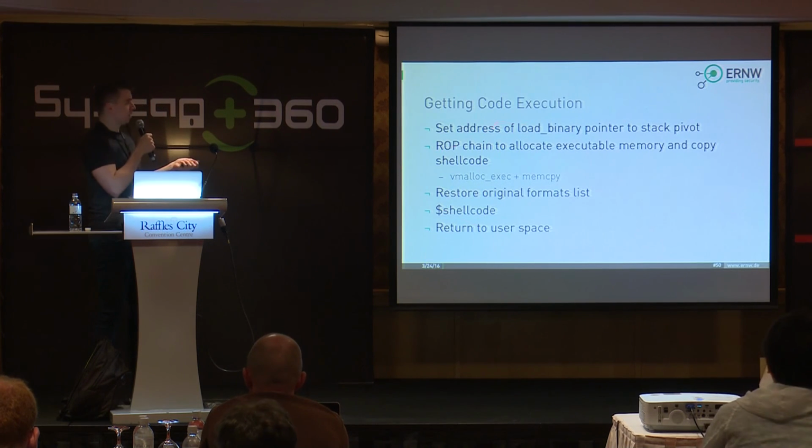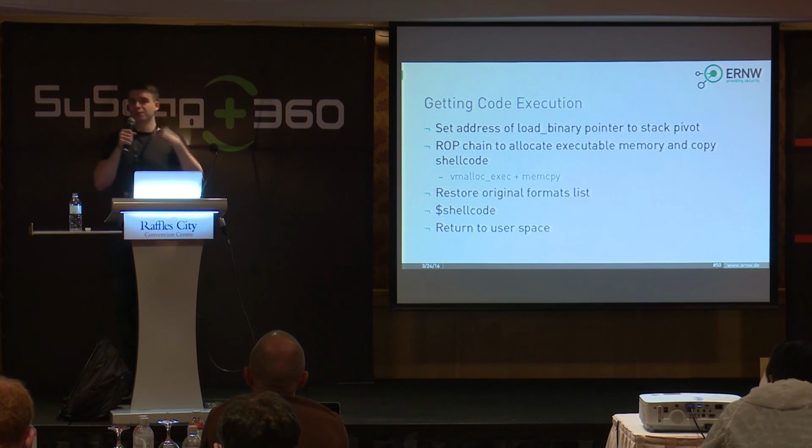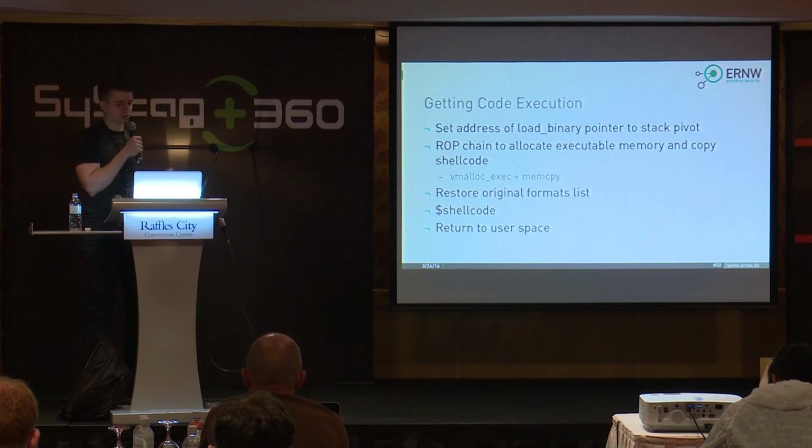So we set this load binary pointer to a stack pivot, so we do kernel ROP. We then have a ROP chain that allocates executable memory and copies the shellcode into that executable memory. So we just use things like vmalloc and memcpy. The ROP chain is actually quite complex, but because you are in the Linux kernel, you have infinite ROP gadgets. So it's kind of a nice exercise to do.